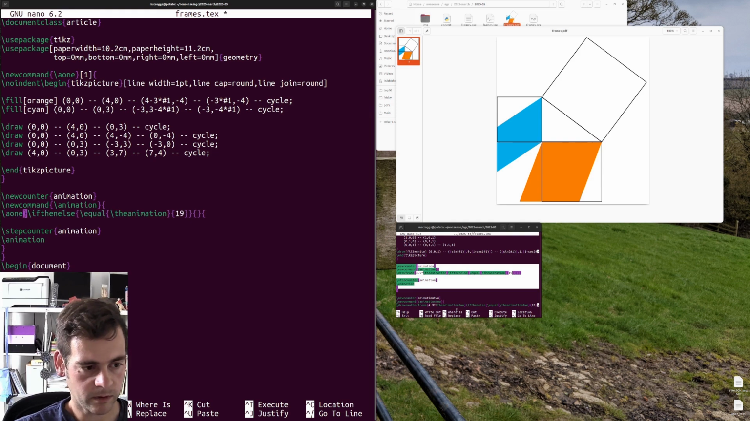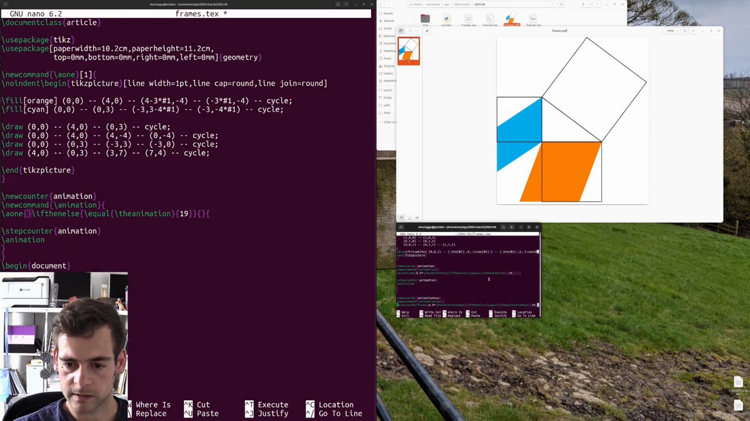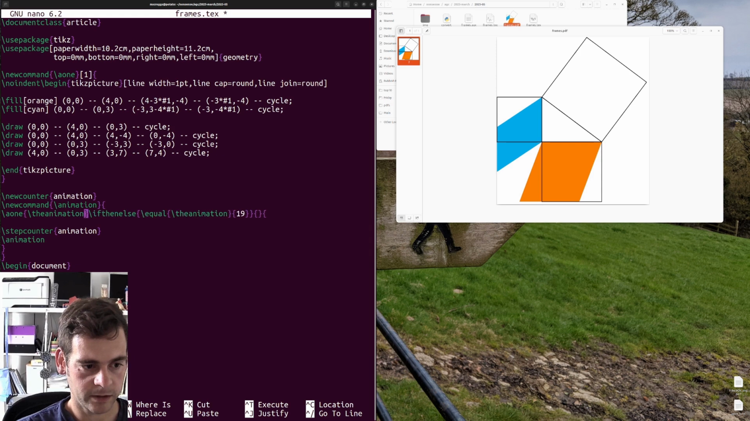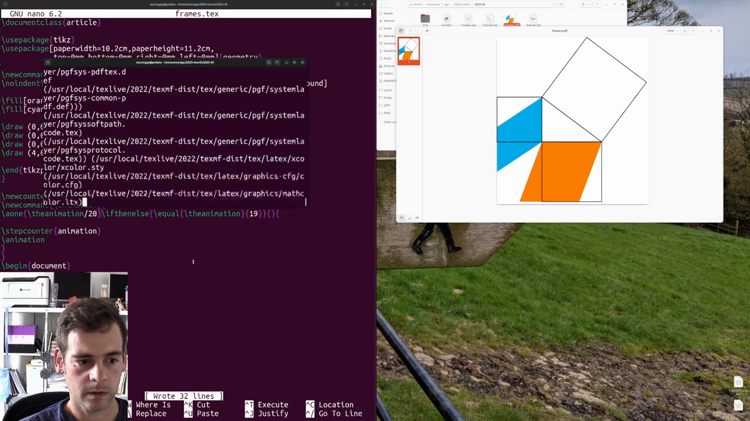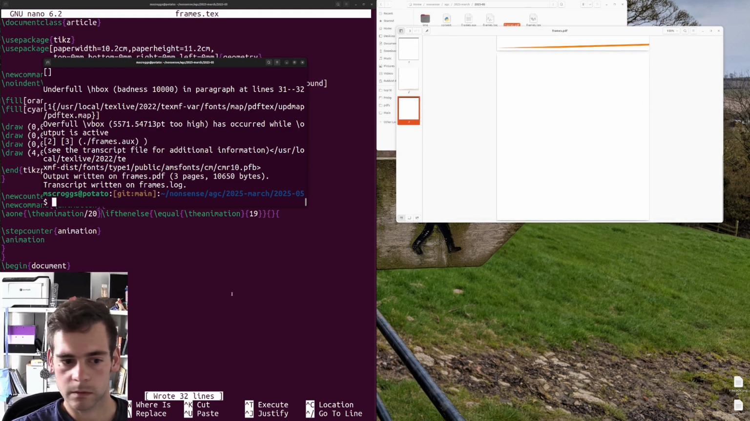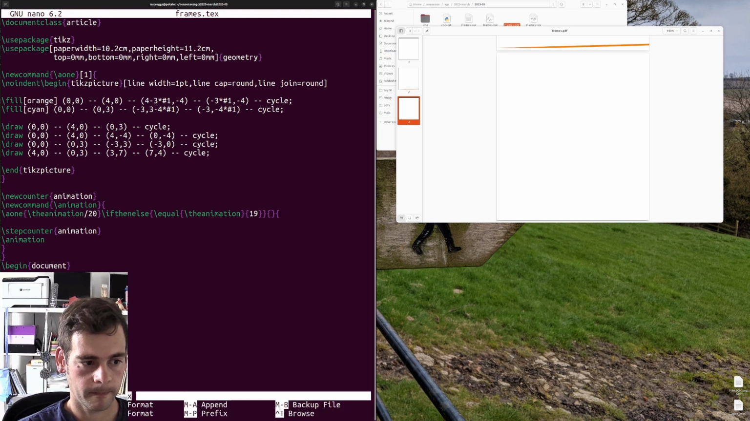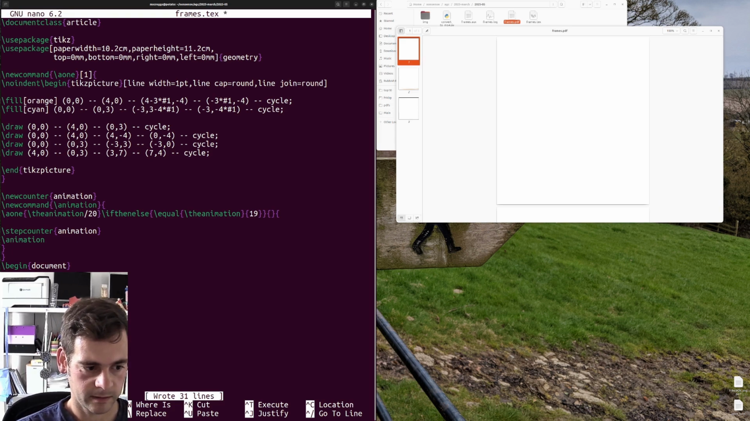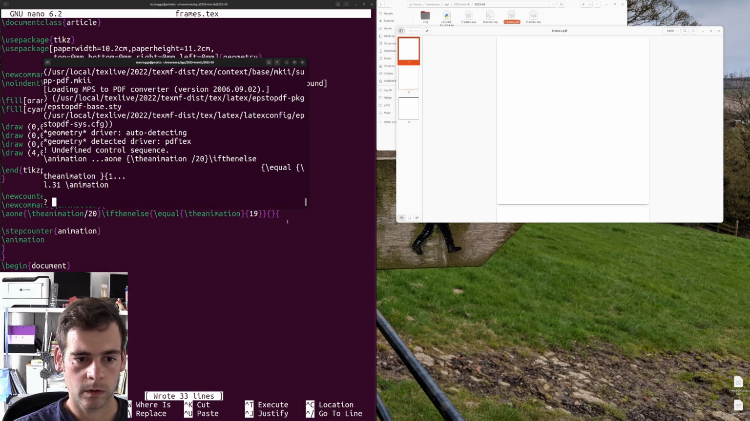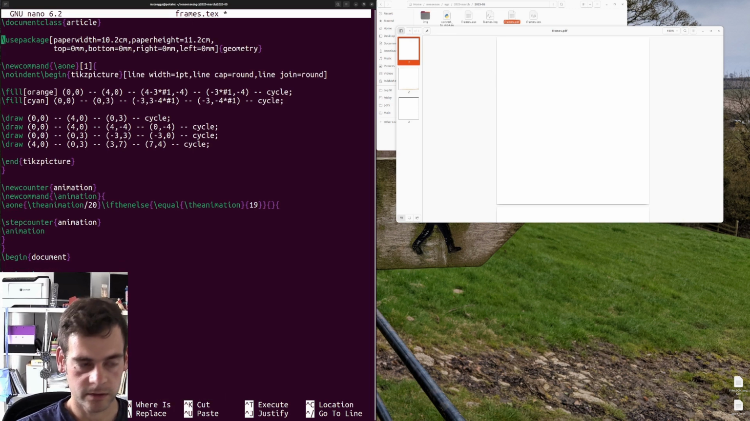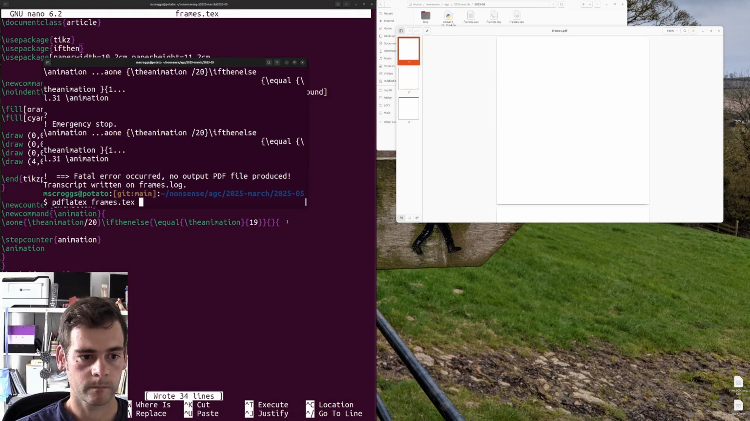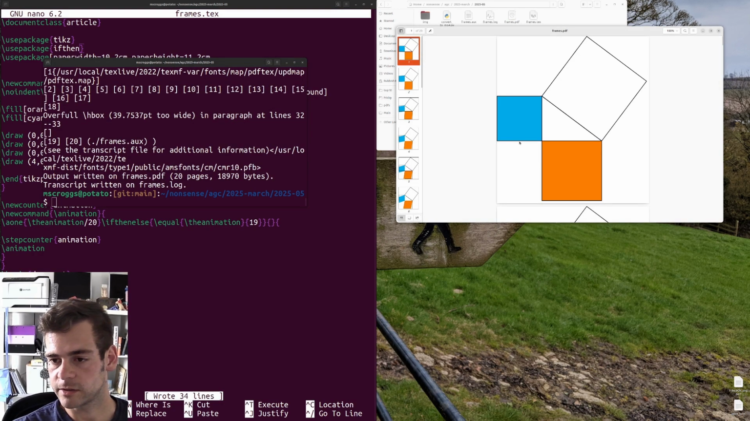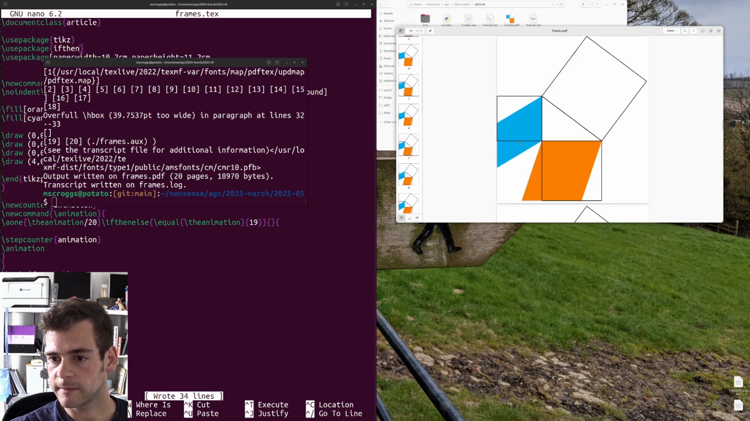Okay, so here I want to do A1 of... Let's just close that, I don't open it anymore. The animation divided by 20. That's not what I wanted. Oh, because I've not included the new command. Okay, I need the if-then package. Okay, so now that should go like that.